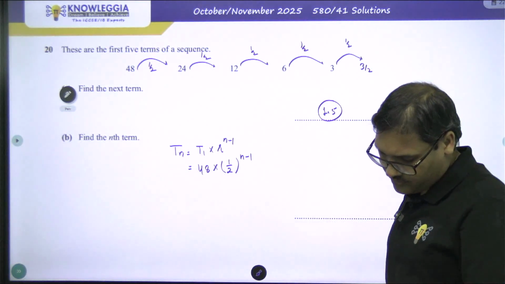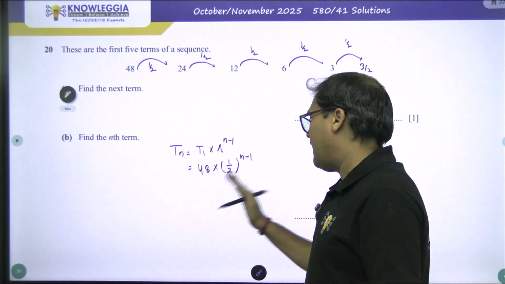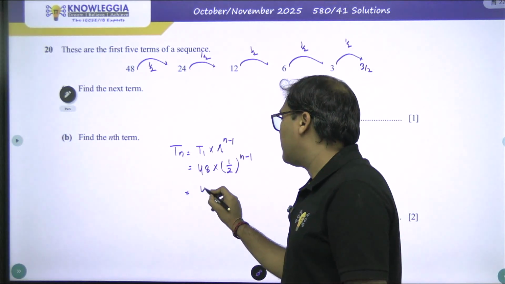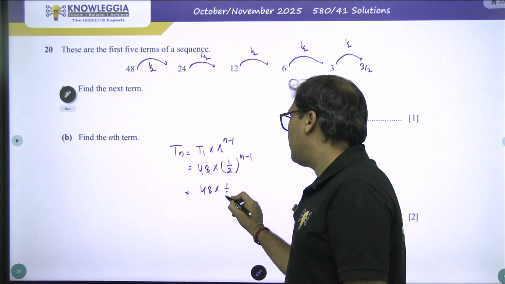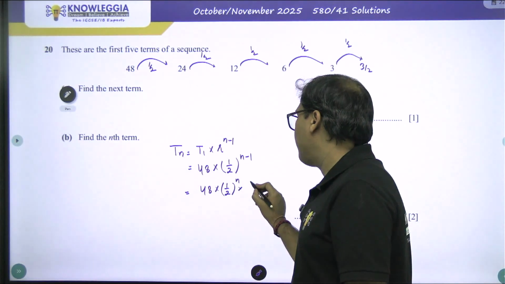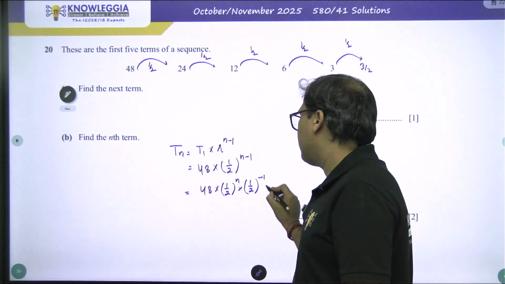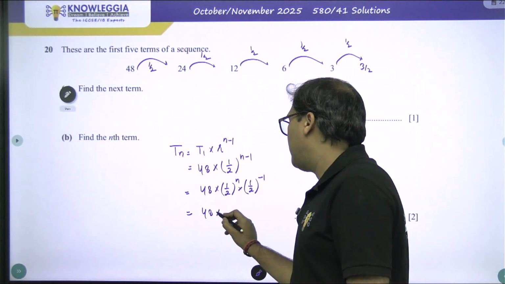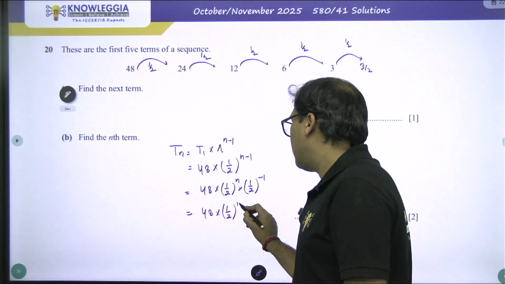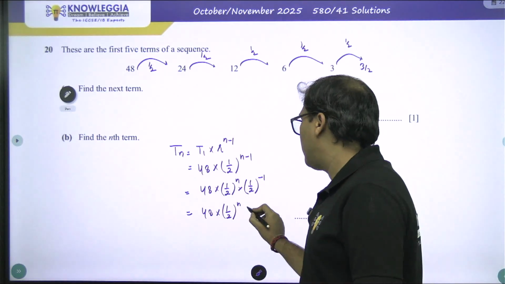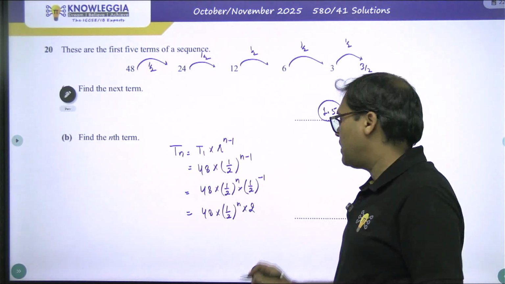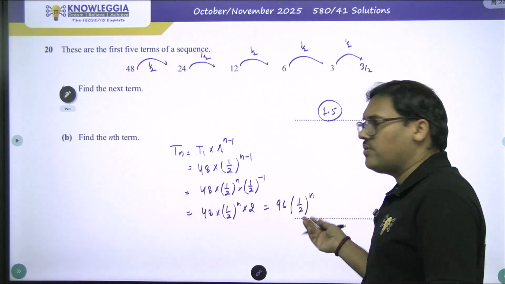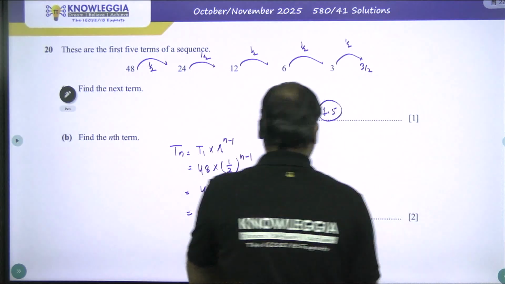Just if you want to simplify this further, we cannot simplify this much, but what we can say is this is 48 into 1 by 2 raised to n into 1 by 2 raised to minus 1, because this is the exponential property, right? So now this is 48 into 1 by 2 raised to n. Now what is 1 by 2 raised to minus 1, which is equal to 2. So now this is 96 into 1 by 2 raised to n. This is how we can write the answer. Even if you write this, that is the answer for this question.